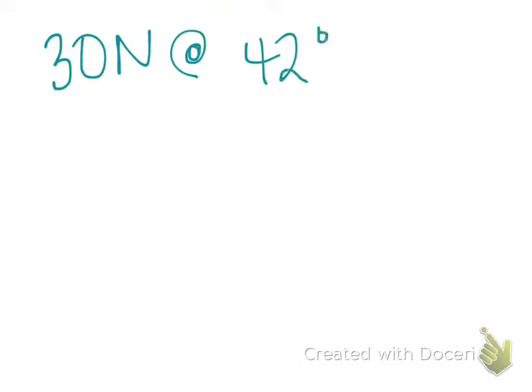Okay? So let's see, if I have an angle, I want you to draw the vector first. So I have a vector that's 30 newtons at 42 degrees north of east. I want you to draw that vector, and then we're going to start breaking down the components of it. North of east. Do we need to review how to draw it, or do you want to try it by yourself?